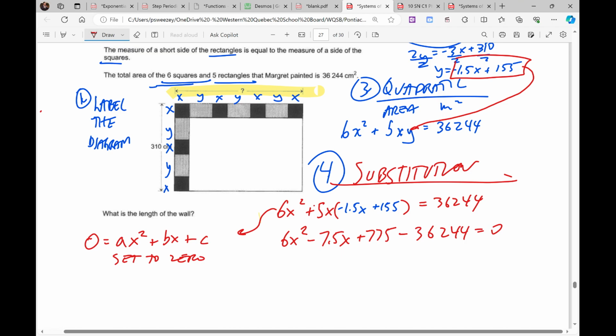Oh, he be x squared, he be x. My bad. Thank you. So when I distributed that guy throughout, these two get conjoined together. The 775 stays alone, and the 36,244 stays alone. So we end up with negative 1.5x squared plus 775x minus 36,244.